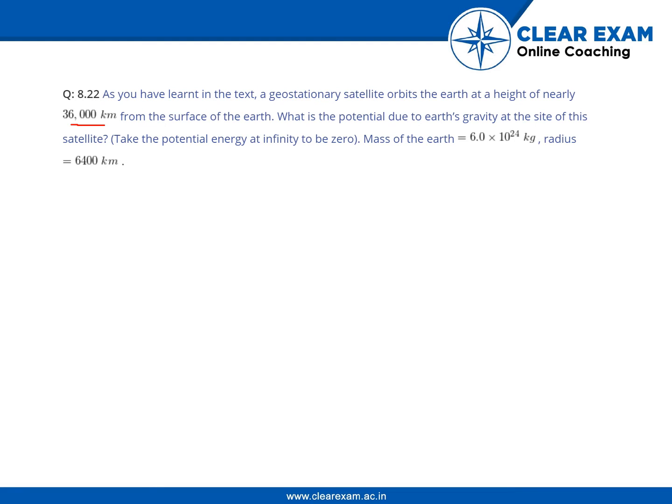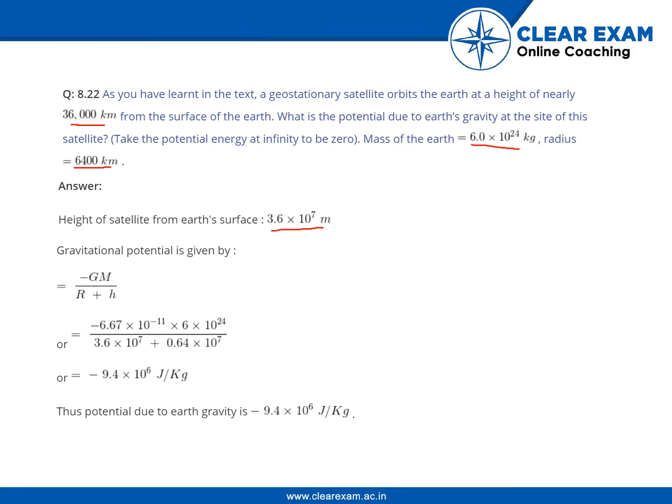24 kg and radius as 6,400 kilometers. So the height of the satellite from the Earth's surface is given as 3.6 into 10 power 7 meters. Okay, I'm converting this 36,000 kilometers into meters. And the gravitational potential energy is given by the formula minus GM by r plus h.